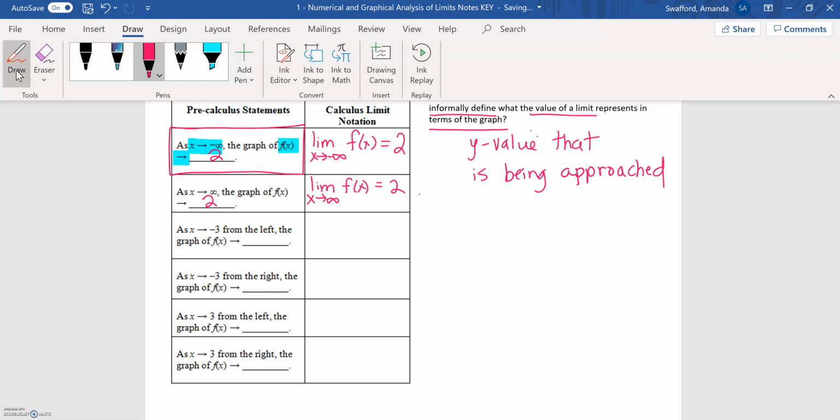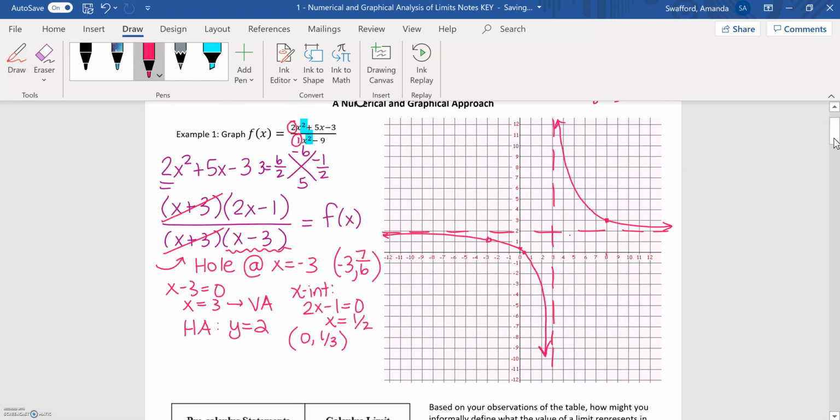Okay, as x approaches negative 3 from the left, so we've got to go back up to our graph, and we've got to say, as we get closer and closer to negative 3 from the left-hand side. So as I approach negative 3, I'm going to trace my graph, coming in from the left. And as I get close to negative 3, I want to say, well, what is that y value that I'm approaching? And it looks like I'm approaching the hole. So we need to remember and go back, oh yeah, the y value of the hole was 7 over 6. So as I approach negative 3 from the left, I'm getting closer and closer to 7 over 6. So that would be our limit.